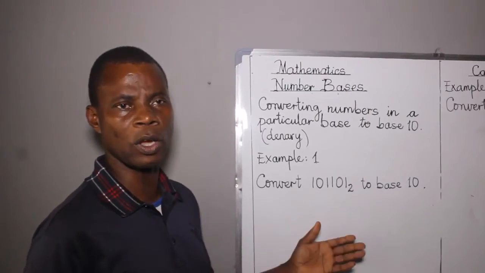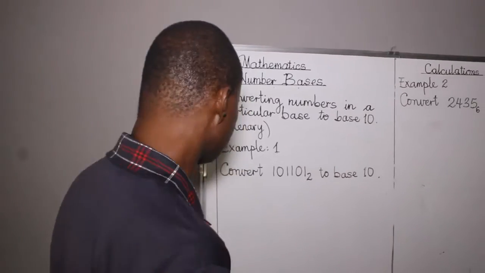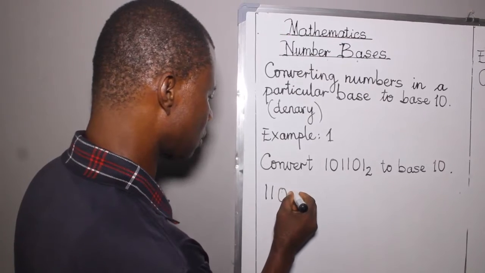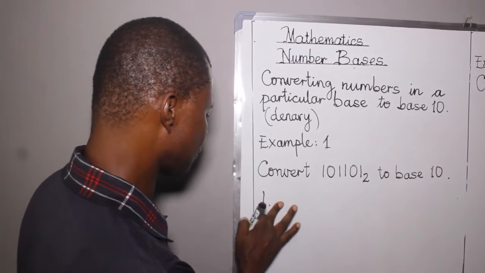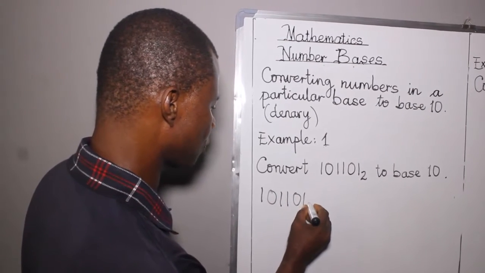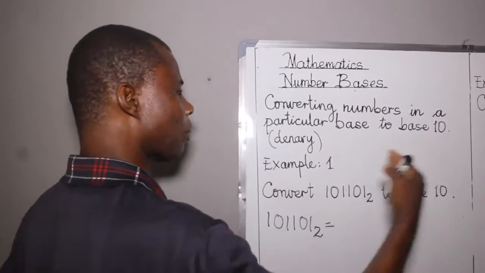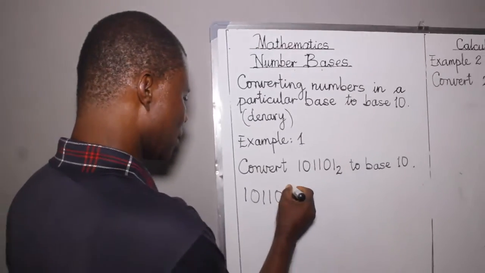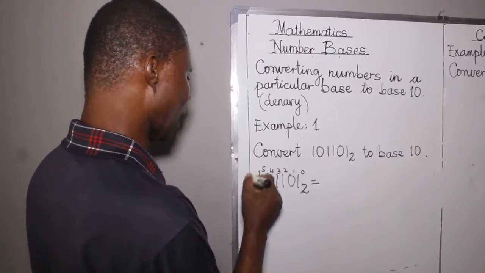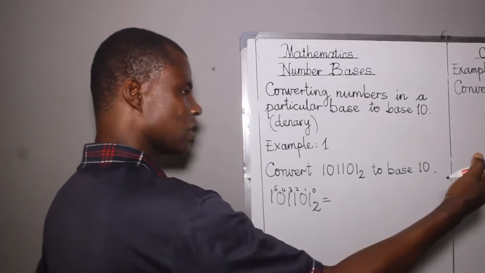Let's take a look at this. How do we convert this? Starting with the same method we use under the expansion. This gives us 101101 base 2. You remember I said earlier on, from our far right going to the left, we start with 0: 0, 1, 2, 3, 4, 5. So we have 6 positions, starting from 0 to 5, which is right to left.